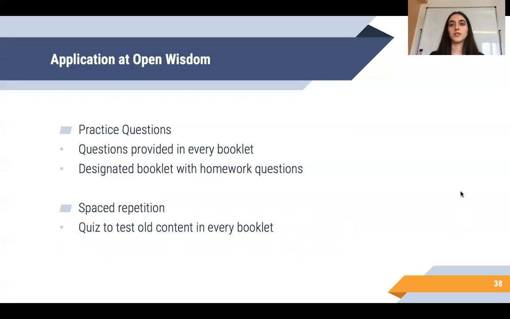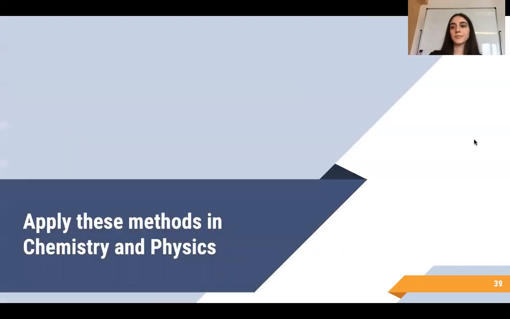For practice questions, we have a lot of practice questions that we give our students. Every booklet that we have has questions in it, and we also have designated booklets with homework questions. And for spaced repetition, every booklet that we have has a quiz at the beginning, and you just test content from the previous week.